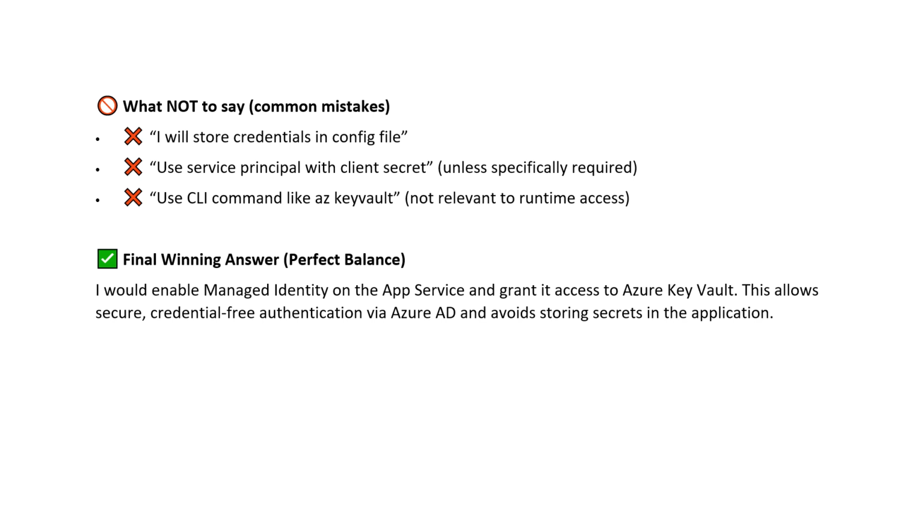So what shouldn't we say in the answer? I will store credentials in a config file. We should never say that. Use a service principal with client secret, unless specifically required. Use a CLI command. A CLI command is not relevant, because it's runtime access. So what should the winning answer be? I would enable managed identity on the app service and grant it access to Azure Key Vault. This allows secure credential-free authentication via Azure AD and avoids storing secrets in the application. So in this way, if you say this, it will be the perfect balance.